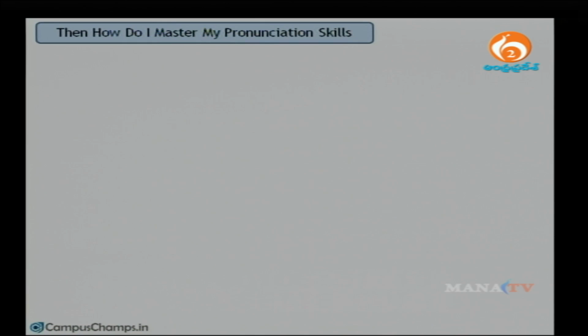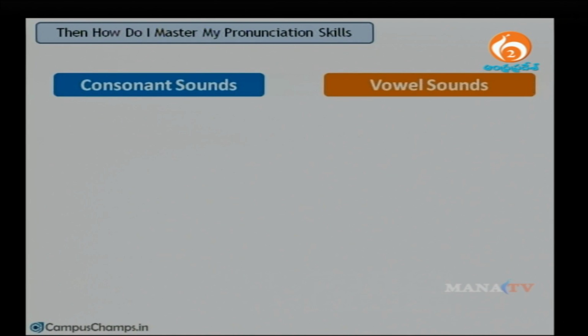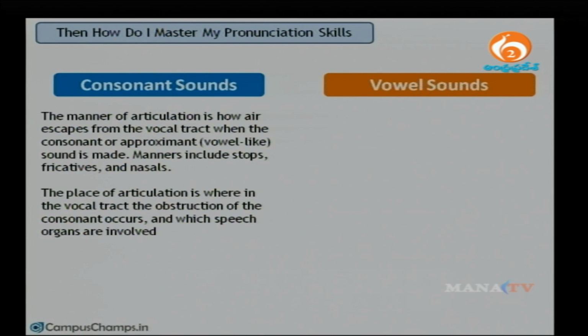All right. Then how do I master the pronunciation skills? How do I ensure I am not mispronouncing any words? It's very simple. You need to follow the sound system. There are two sound systems in English language, oral communication: consonant sounds and vowel sounds. Now, you must have heard consonants and vowels. So, let us understand what is a consonant sound.